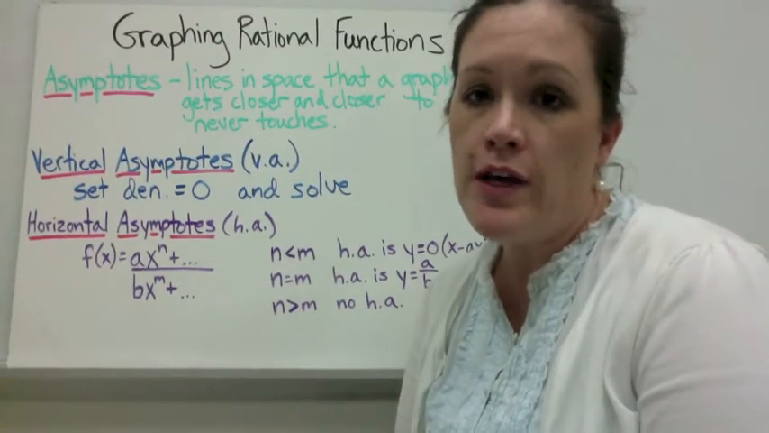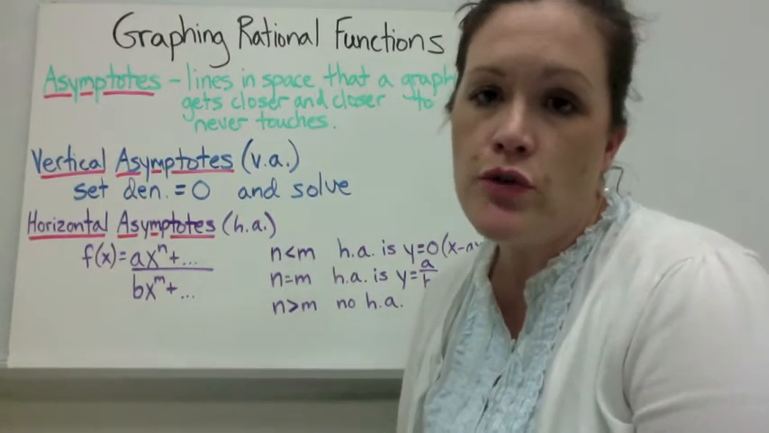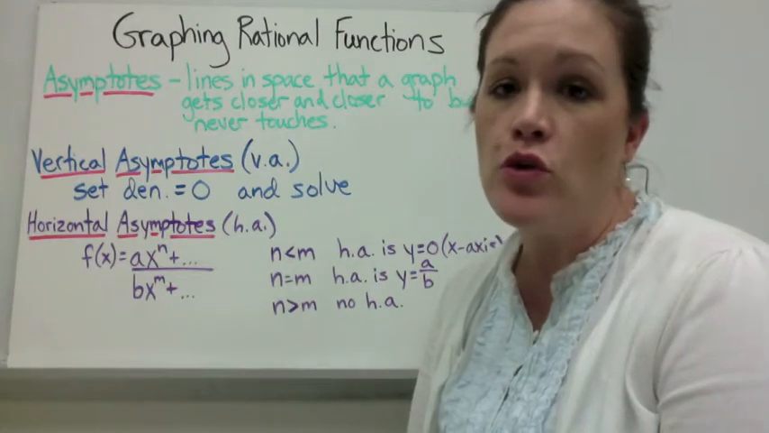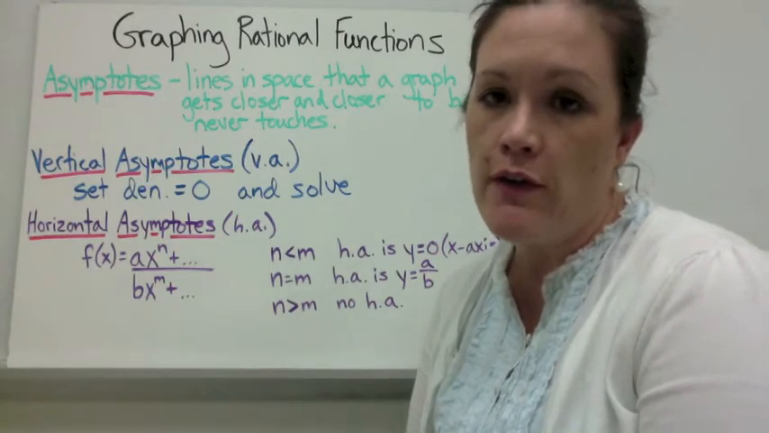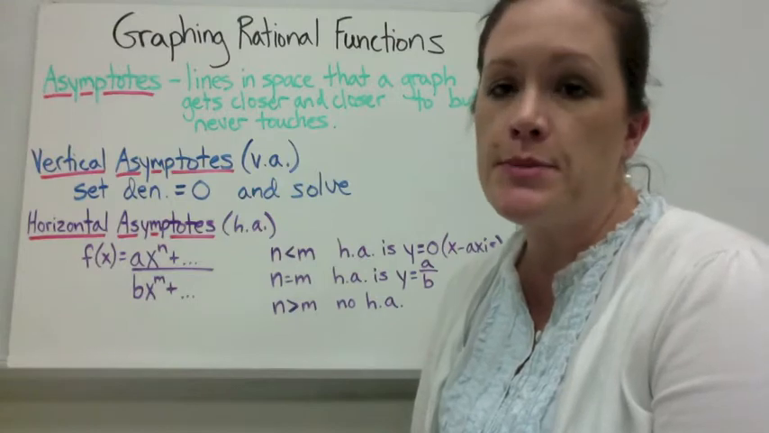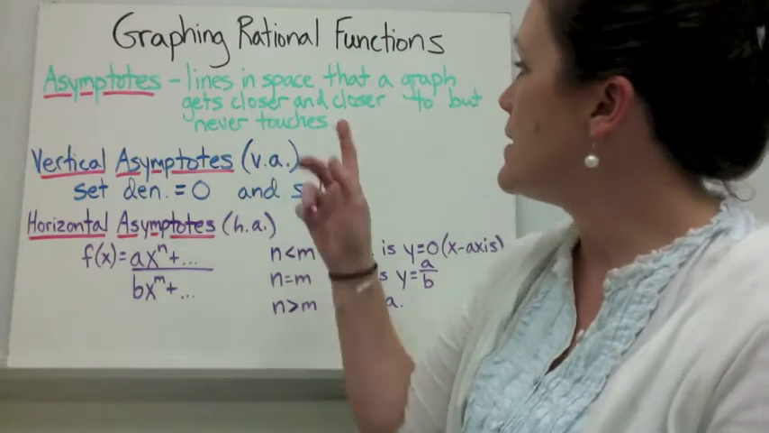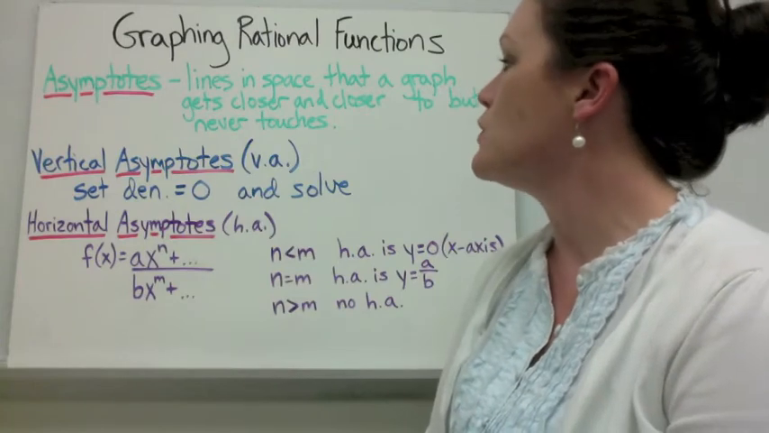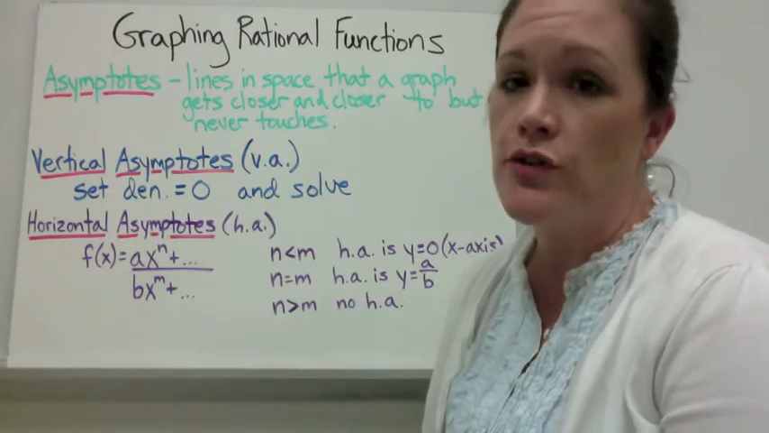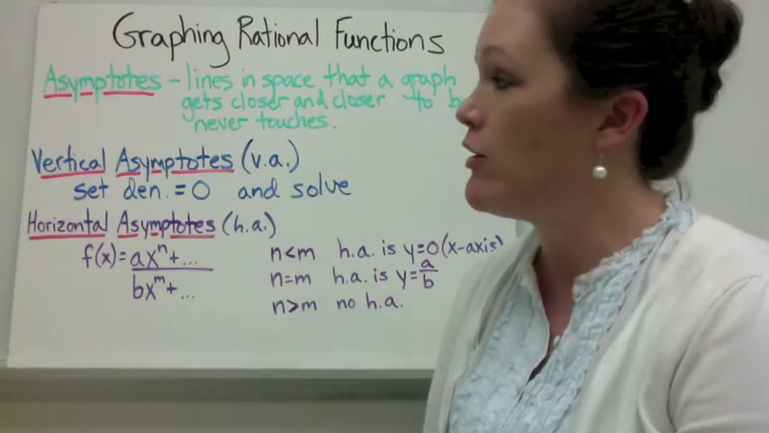Let's talk about graphing rational functions. Rational functions are also known as fractional functions, so they're places on your graph that will be undefined. We call these places asymptotes, and they're invisible lines in space that a graph gets closer and closer to but will never touch because your function is undefined at that value.